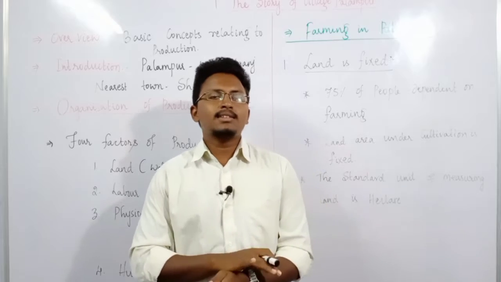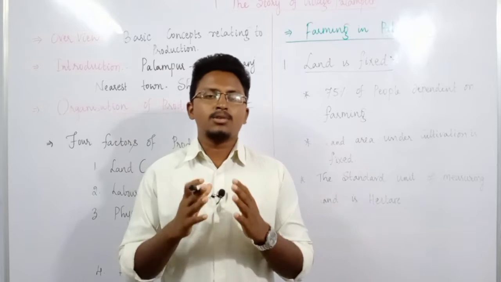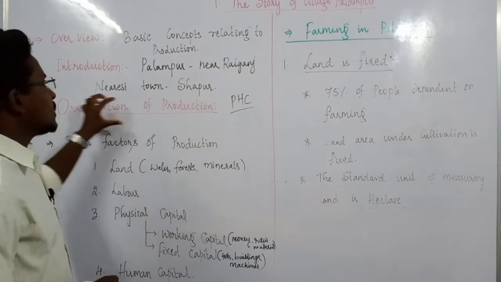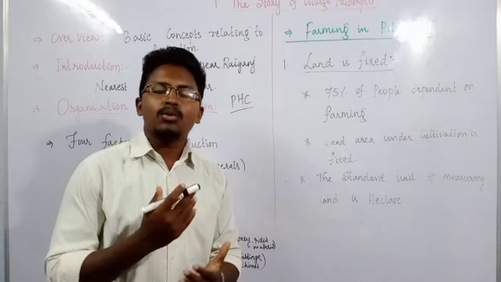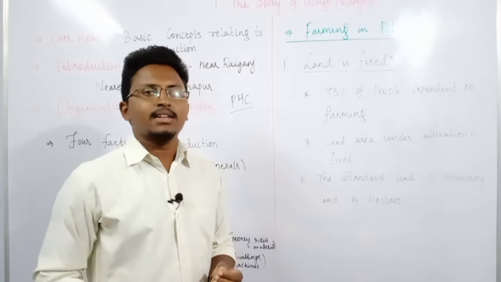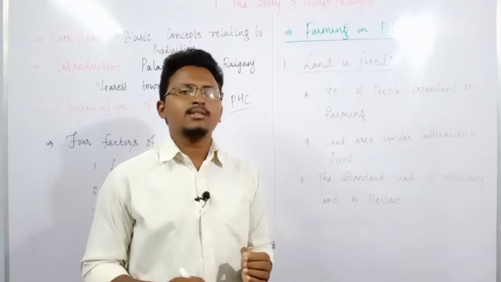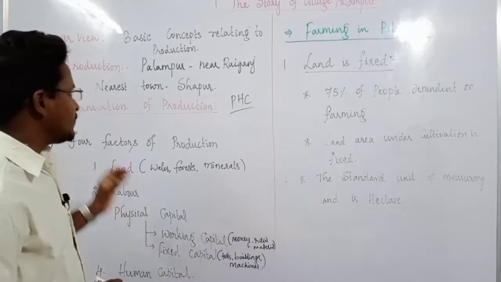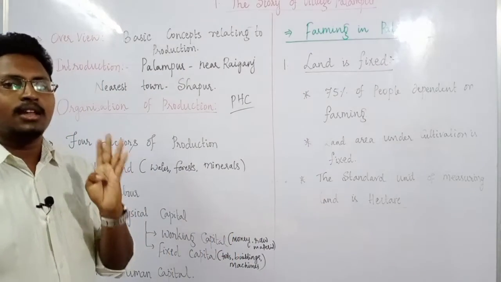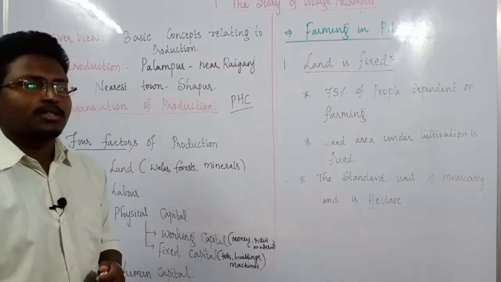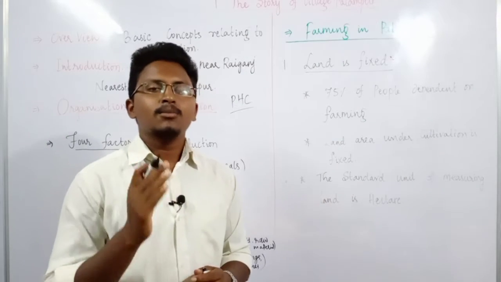So let us discuss some of the important things about production. First, let us discuss the organization of production. How production is organized, what are the factors that are required for every production in this village or in any place. So basically, for every production there are mainly 4 factors required. These 4 factors of production are highly required for the production process.